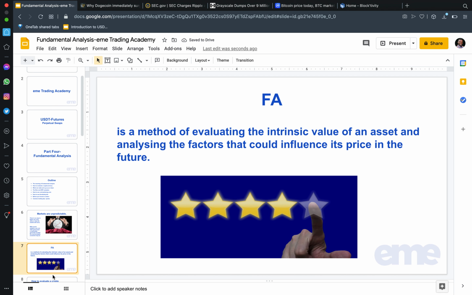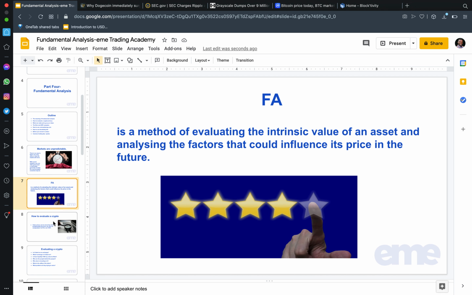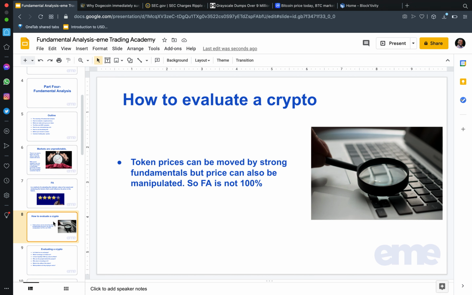Fundamental analysis is one method of analyzing the market. It's a method of evaluating the intrinsic value of an asset and analyzing the factors that could influence its price in the future. Right? So you want to know, why is Bitcoin over $10,000 right now? What is the value in Bitcoin? And then you also want to know, is it going to go up or down? And what is going to make it go up or down? That's fundamental analysis.